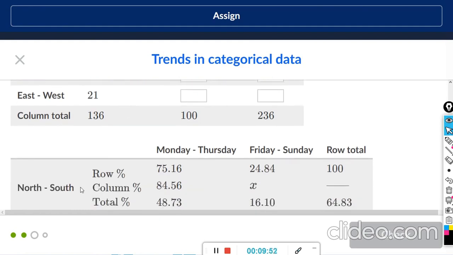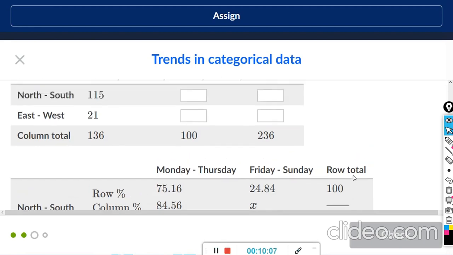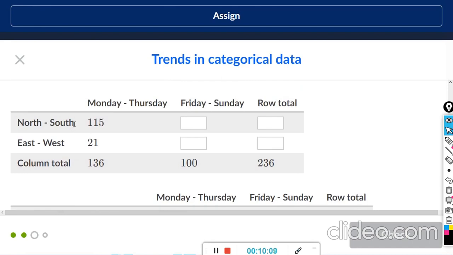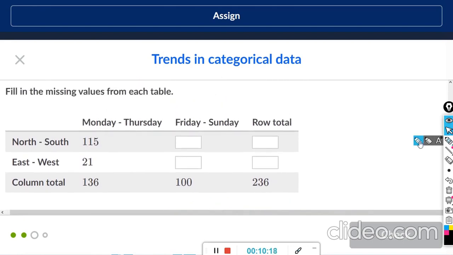All right, and let me see. For north-south, the row percentage is 75.16. Okay, so that's north, south, and Monday, Thursday. The row percentage is 75.16. So this right here is 75.16% of the whole row. All right, this is the row right here.